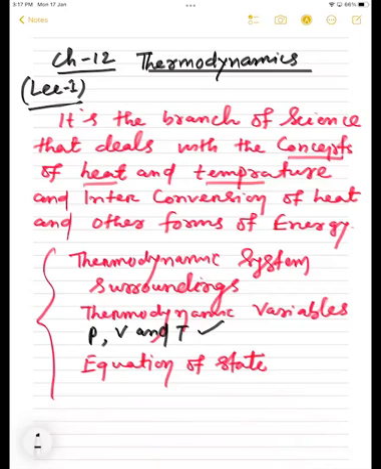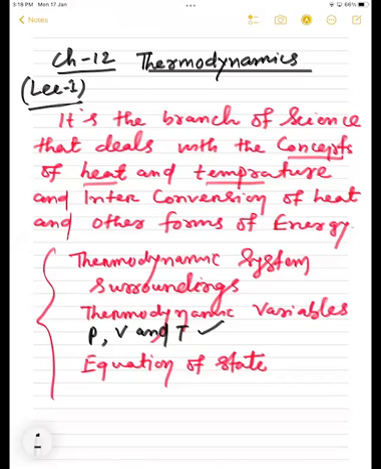There are some laws which you have also already learned in your chemistry, right? Then equation of state. Students, see here. Equation of state means what? The mathematical relation between the pressure, volume, and temperature of a thermodynamic system is called equation of state, right?